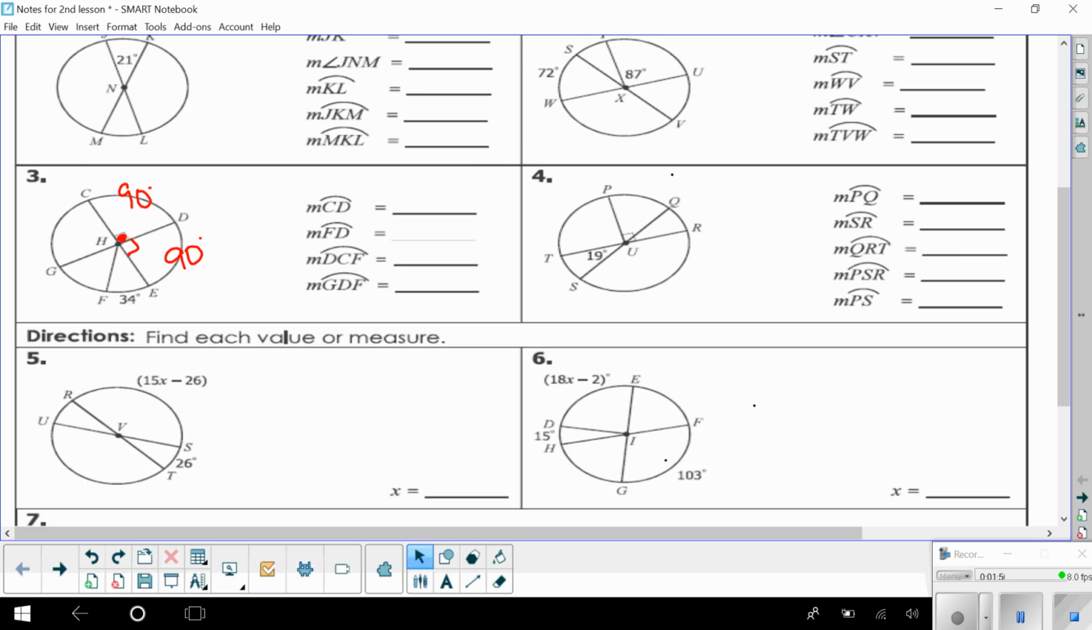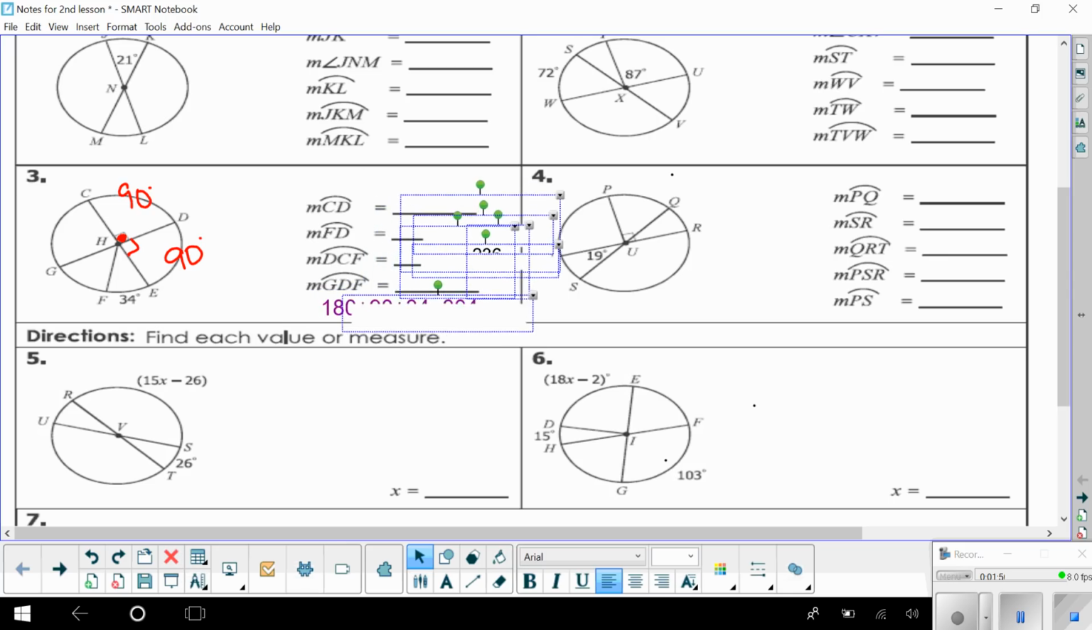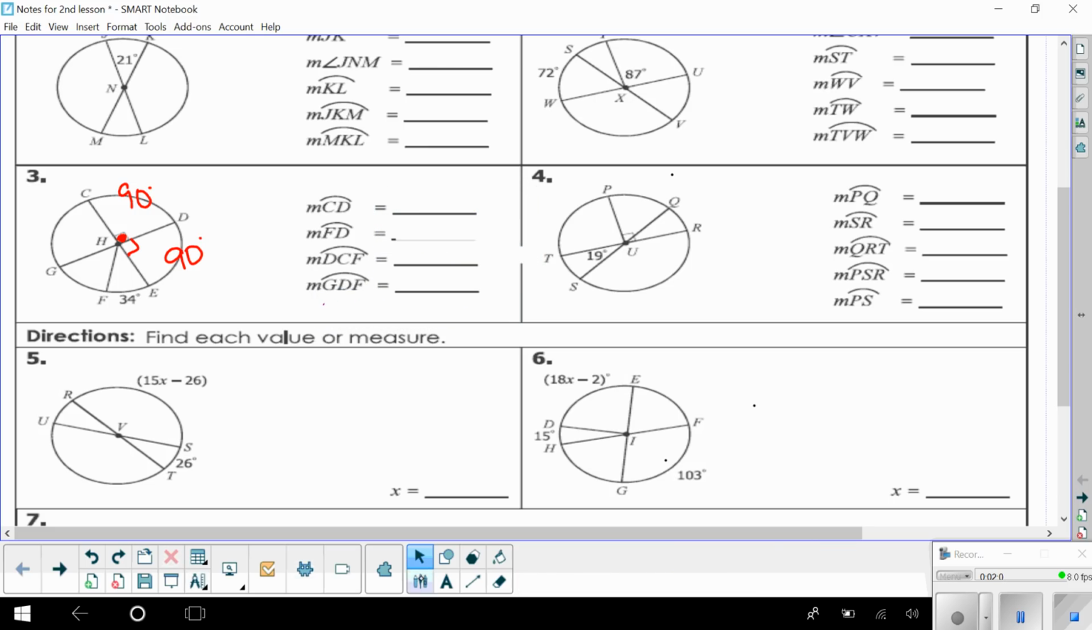I'm not sure where it is. That's interesting. Okay, we'll just write it in here.